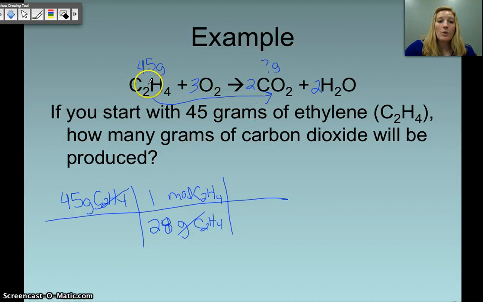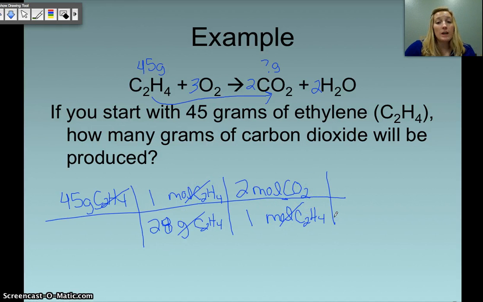We know that for every 1 mole of C2H4, we have 2 moles of CO2 from our coefficients out front. So moles of C2H4 have to go on bottom because that is what we want to cancel out. Moles of CO2 have to go on top, and we have 2 moles of CO2 for every 1 mole of C2H4. Moles of C2H4 cancel out.